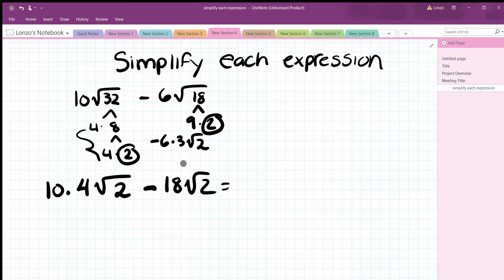Now these can be combined because they both have the square root of 2 as the radical. So what's 10 times 4, which is 40, right? 40 square root of 2 minus 18 square root of 2, that would be 22 square root of 2.